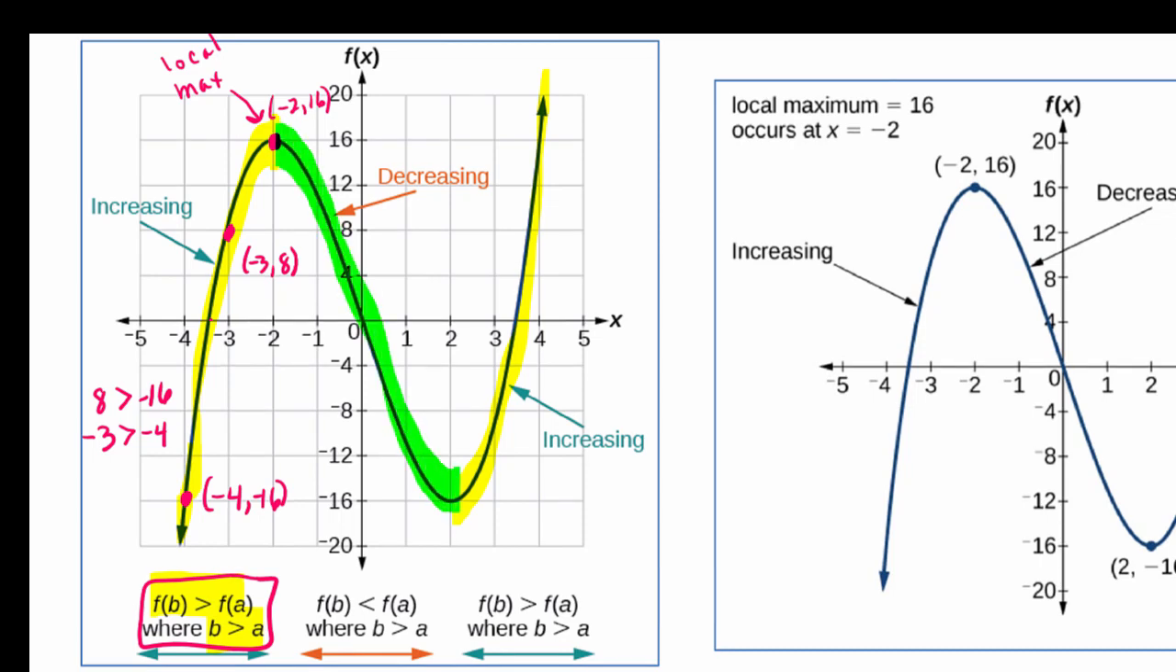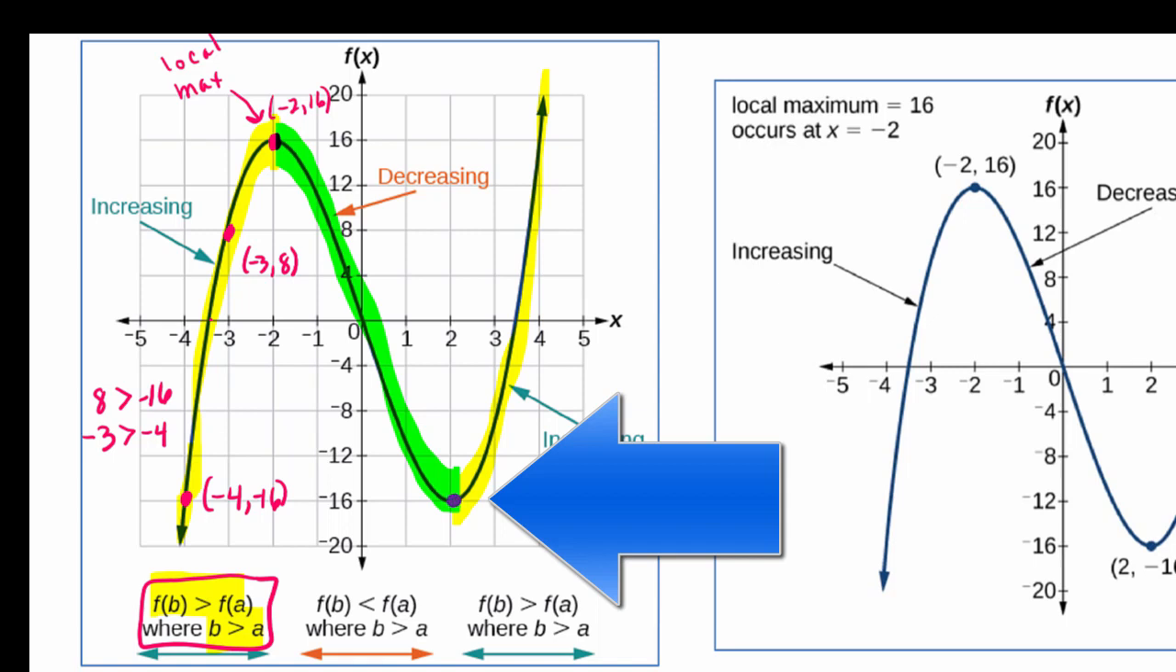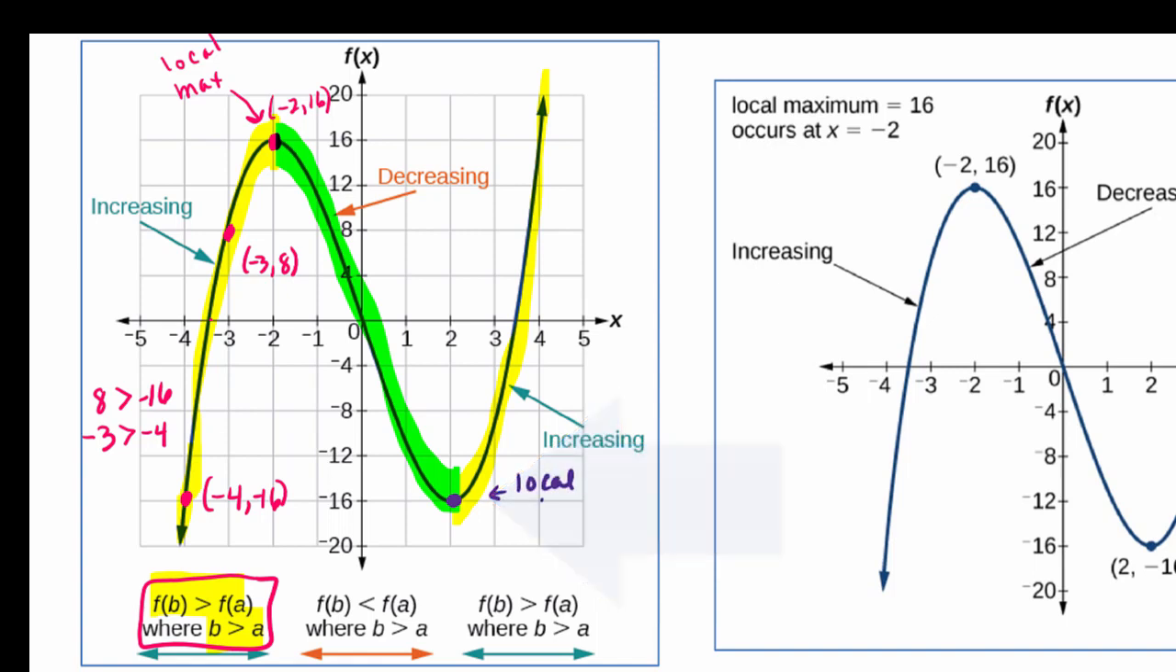Notice again that here on the far right, we have a local lowest point. So we call that a local minimum. And that occurs at the point 2, -16. Again, the definition of decreasing behavior would mean that as our x coordinates are getting larger, as we pan from left to right, our y coordinates are dropping. They're decreasing. They're getting smaller. And that's what this little box means.